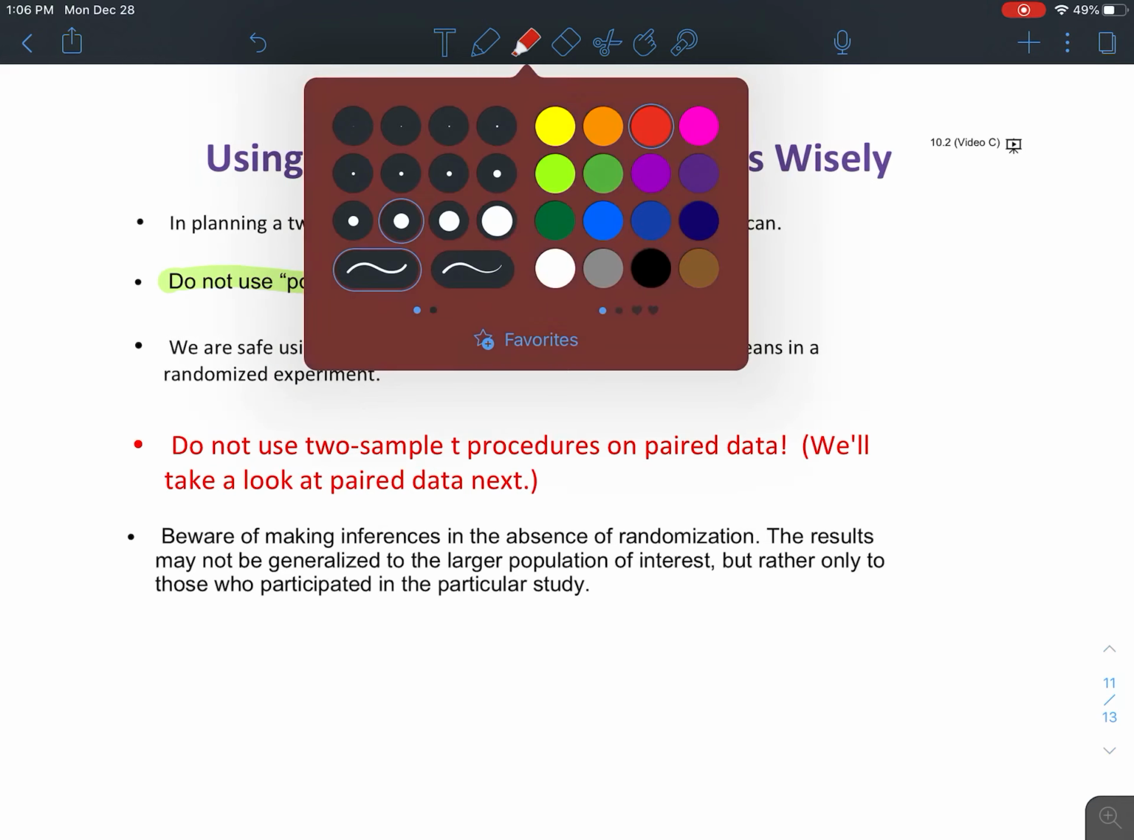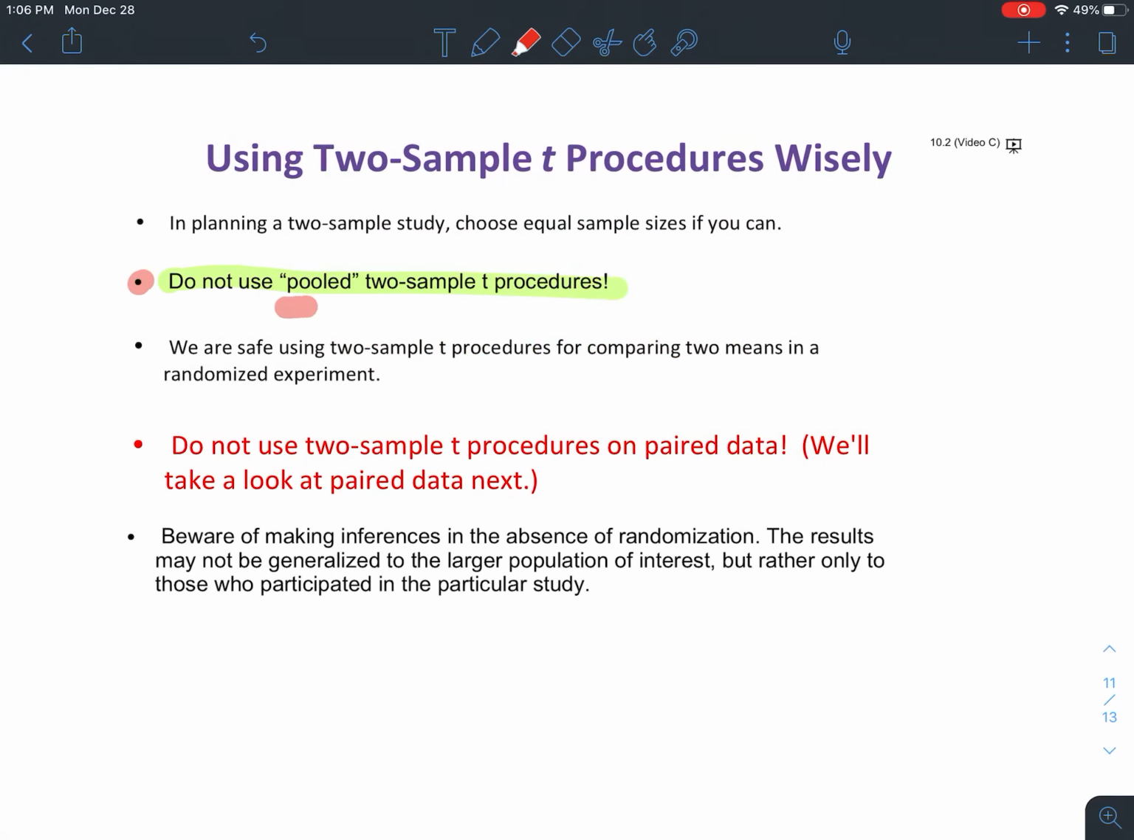I think the really important thing here is to remember that you should not be using the pooled two-sample t procedures. Those are exclusive to proportions that involve z-scores for significance tests only. Never with means. Means are specific to t-scores. We remember this with our ZAP TACS acronym: means are t-scores, proportions are z-scores. We should never be doing any pooling with t procedures.